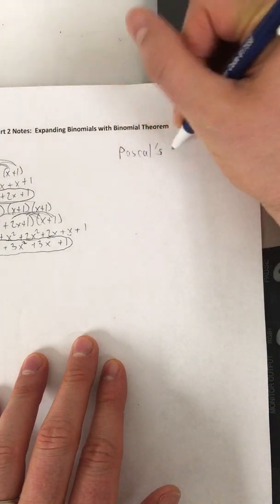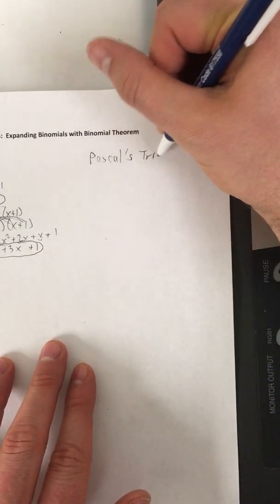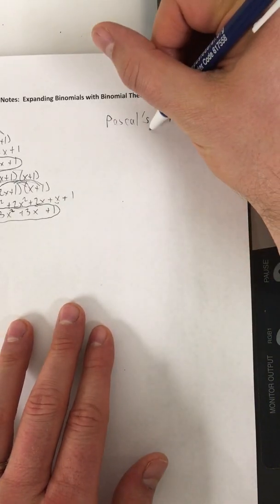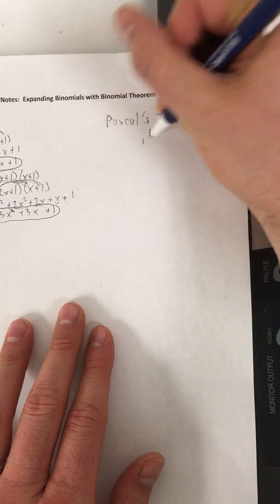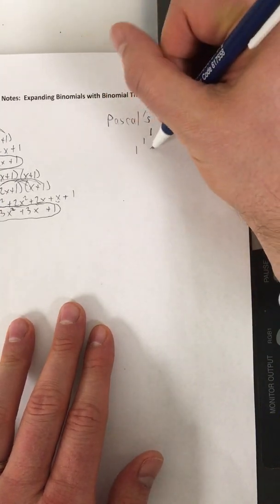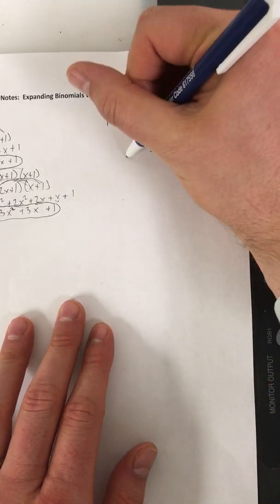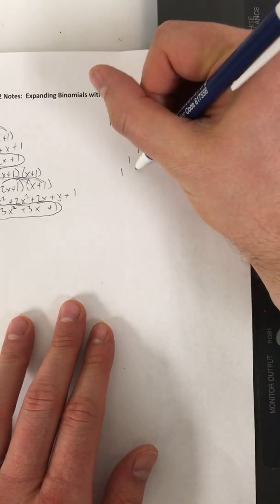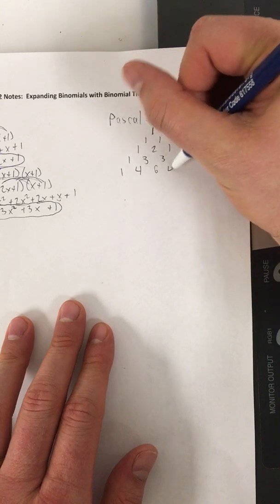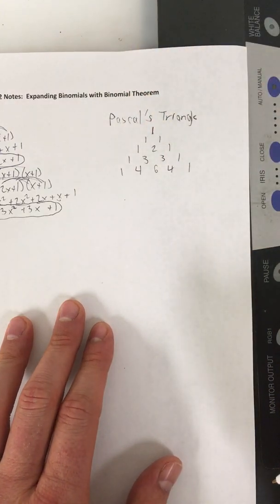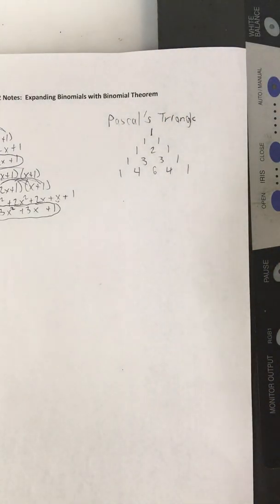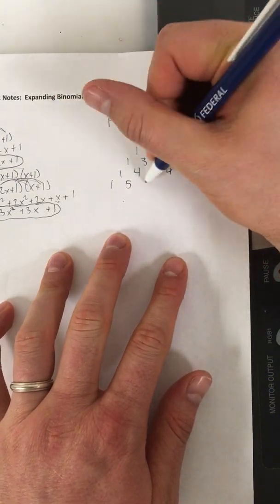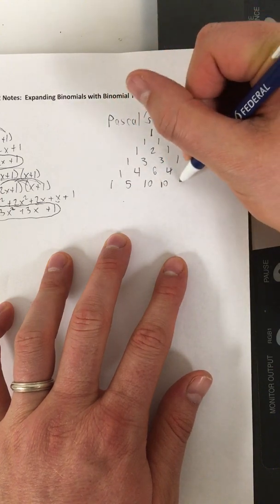Pascal with a P, Pascal's Triangle. It's a number pattern. It starts with a 1, and then 2 1s, and then 1 2 1 is the next row, and then 1 3 3 1, and then the next row would be 1 4 6 4 1. You see the pattern yet? Well, let me show you. The next row would be 1 5 10 10 5 1.